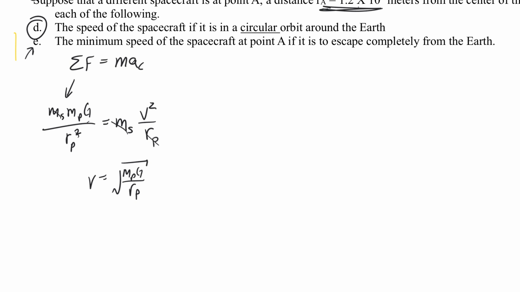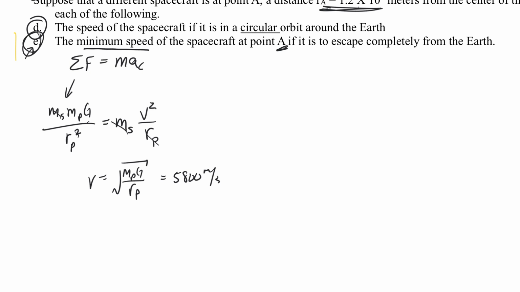Now you work this velocity out. I can't remember what it is, but we need it for the next part, so it's worth me looking and seeing. I think I got 5,700 or 5,000. I think it's 5,800 meters per second. It's question E that's the interesting one, the one that I think people probably didn't get the answer for correctly. And it's one I think we should talk about, at least for the next 2 minutes. What is the minimum speed of the spacecraft at point A if it is to escape completely from the Earth?